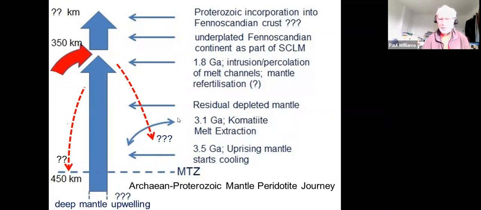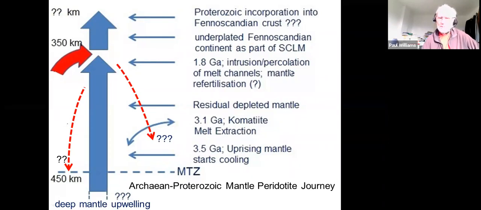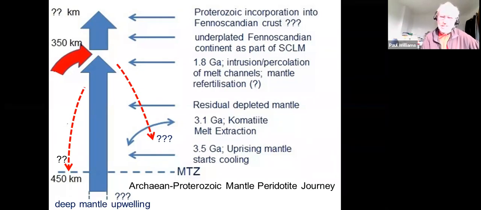Right, so the next thing, at about 1.8 Ga, we then had this melt channel, or these melts being intruded or percolating through our residual mantle at a depth of around 350 kilometers, possibly higher, maybe even a little bit lower. And this, we believe, caused the refertilization of the mantle. So some of that melt percolated into the residual infertile mantle and refertilized it. And then after 1.8 Ga, we continue to rise up in the mantle, and eventually this separated area of mantle underplates the Fennoscandian continent, and it becomes part of the subcontinental lithospheric mantle.